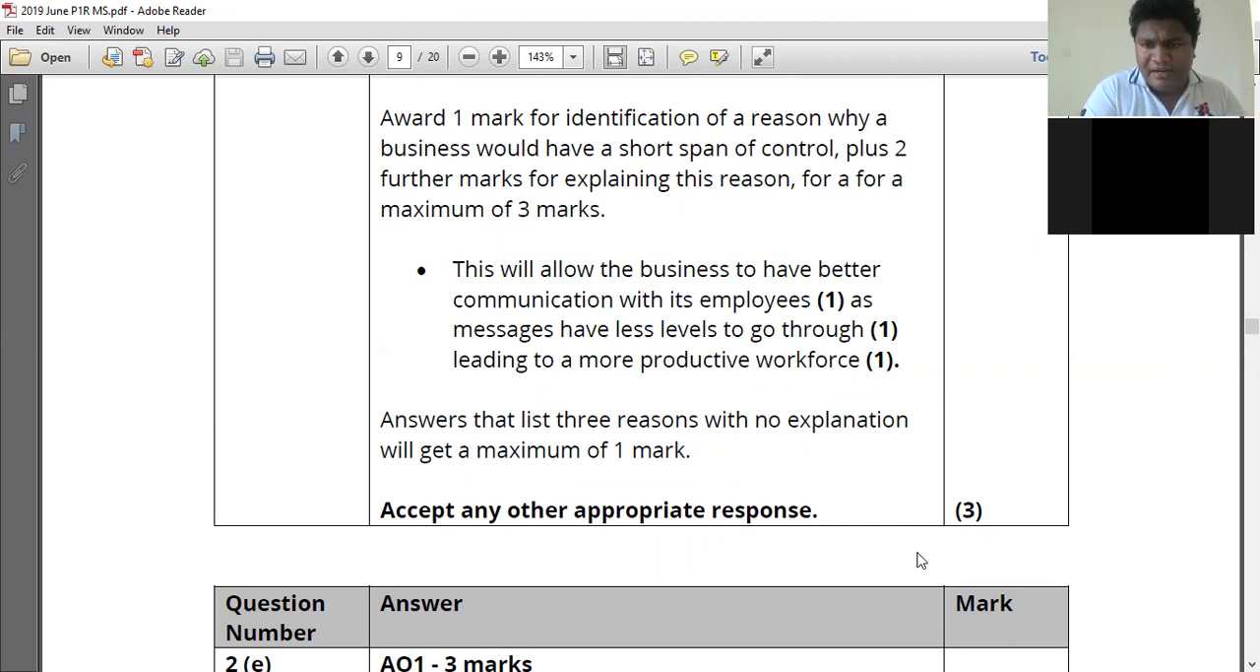Yes, I got one answer from a student. The answer says that it's easier to pass a message, which makes it easier for workers to share their ideas with their superiors, which will increase their productivity. That's 3 out of 3. Very good answer. Excellent mark. So I'll repeat that answer from that student.